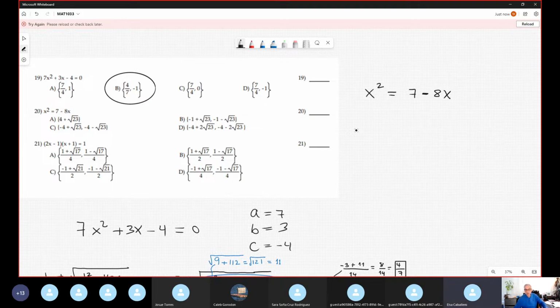Move to the left. Minus 7. Plus 8x first, and minus 7. Very important. Suppose that you do it wrong, for example, you put x squared, you move minus 7, and you put plus 8x. This is correct. However, it's not organized in descending order of the degree. Degree 2, degree 1, degree 0.